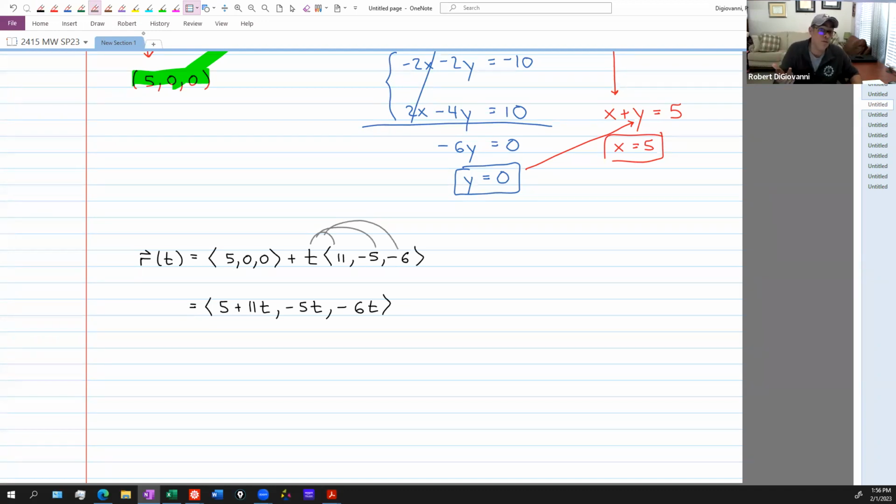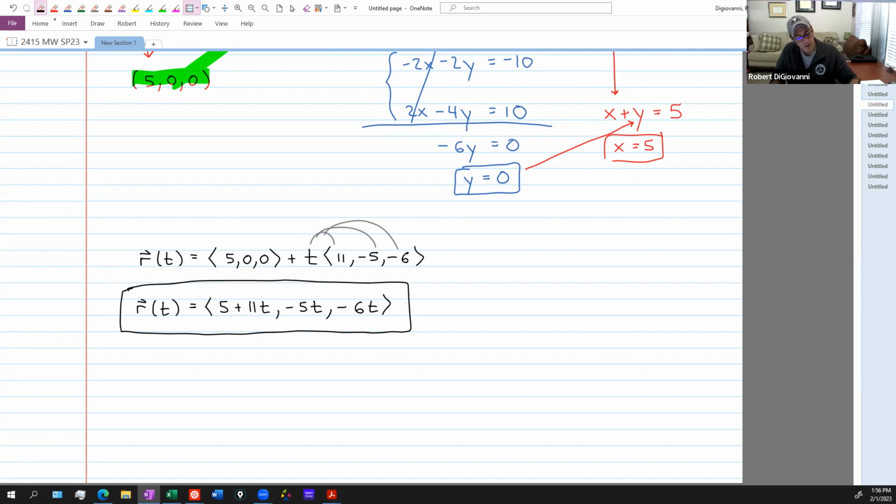I could also do the parametric equations, or the symmetric ones, but I asked for the vector equation. That's what the question was asking for. So this is the vector equation of the line of intersection of these two planes.